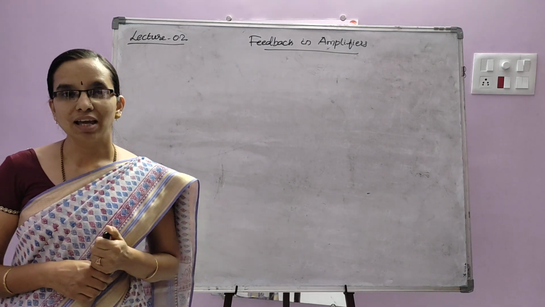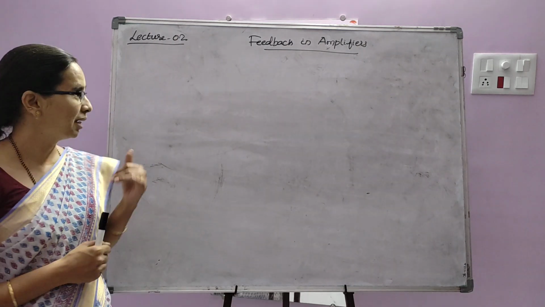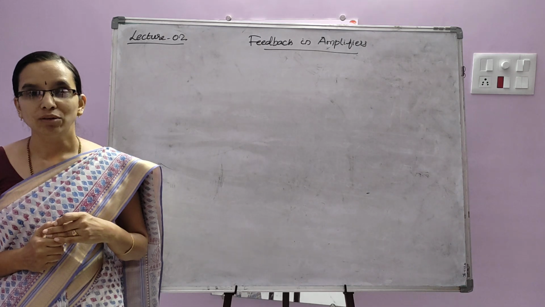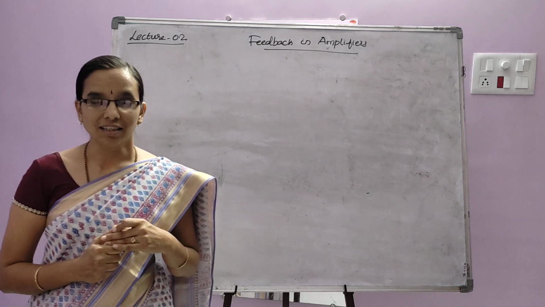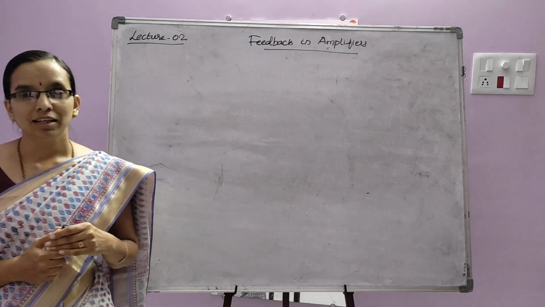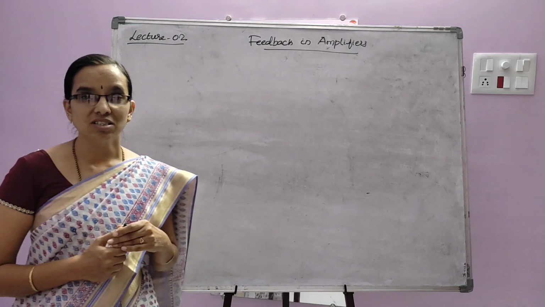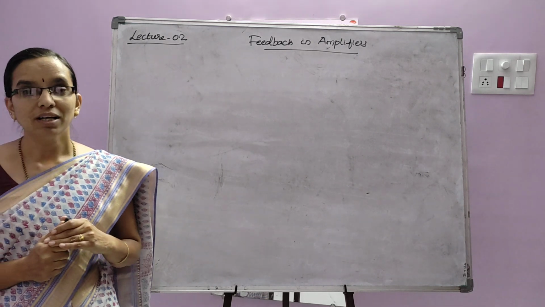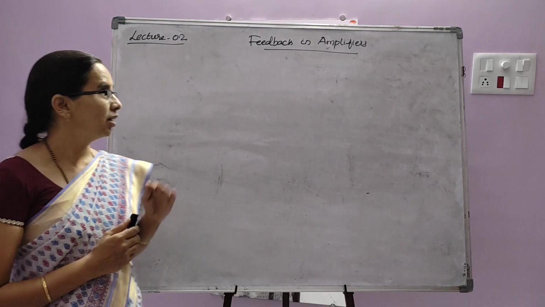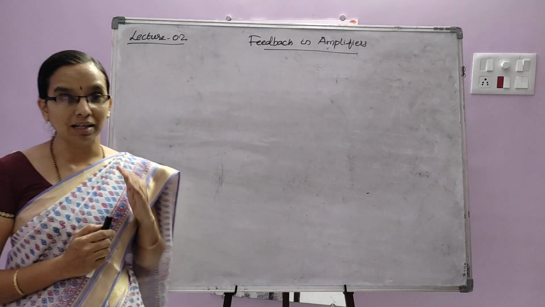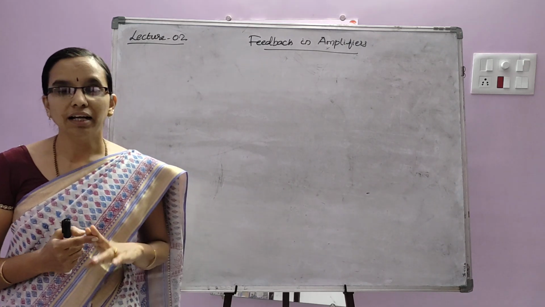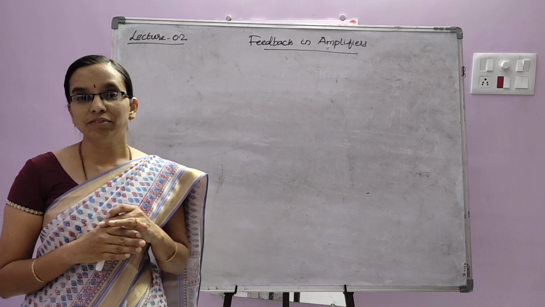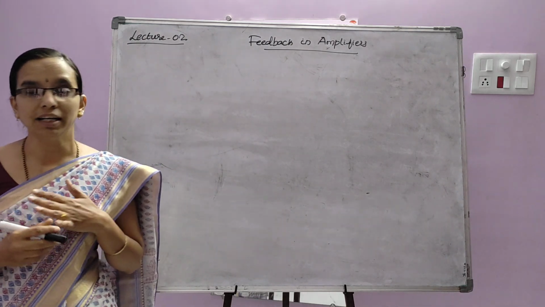In the last class we have started a new chapter, that is feedback in amplifiers. In that we have studied what is feedback. Feedback is nothing but taking a part or fraction of output and feeding it back to the input. Okay, so what feedback is, why feedback is required, and the two types of feedback, that is positive feedback and negative feedback, we have studied.